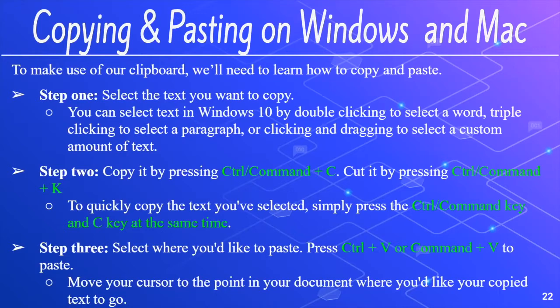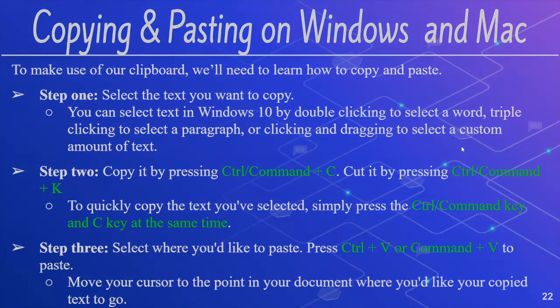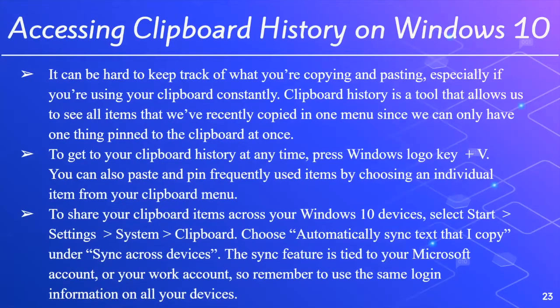You can move your cursor to the point in your document where you'd like your copied text to go. On Windows 10, it can be hard to keep track of what you're copying and pasting, especially if you're using your clipboard constantly. Clipboard History is a tool that allows us to see all items that we've recently copied in one big menu, since we can only have one thing pinned to the clipboard at a time.